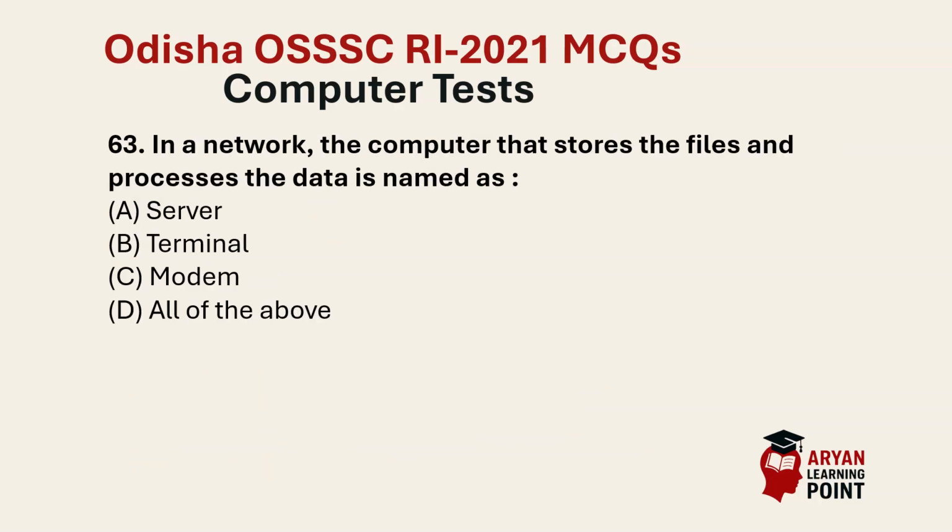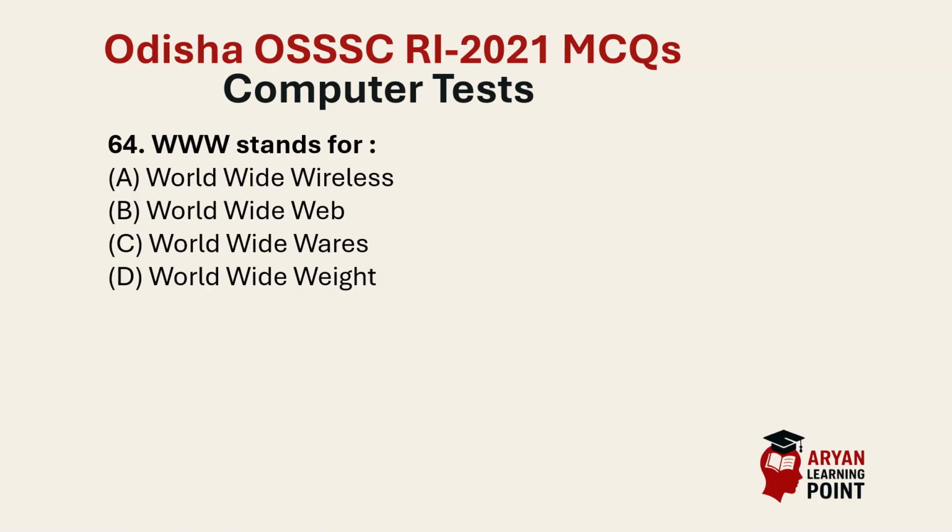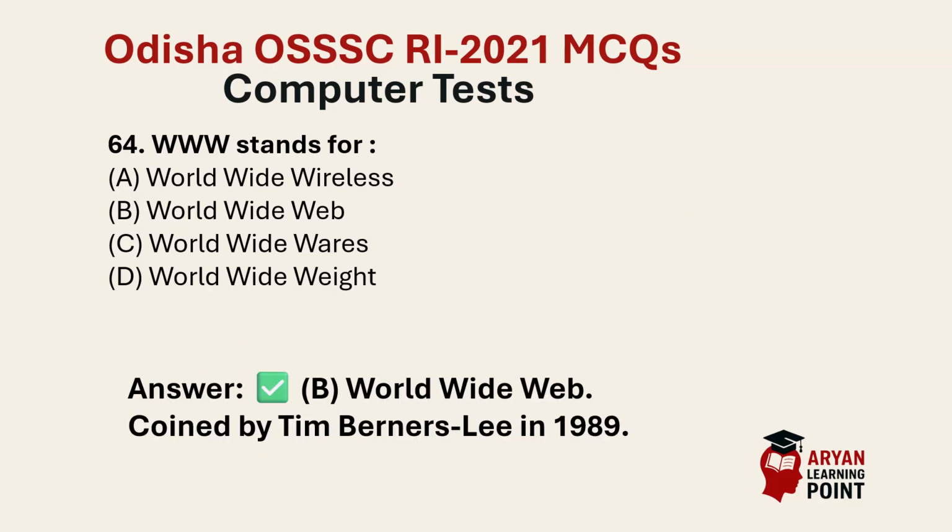63. In a network, the computer that stores the files and processes the data is named as: A. Server, B. Terminal, C. Modem, D. All of the above. Answer A. Server. 64. World Wide Web. Coined by Tim Berners-Lee in 1989.